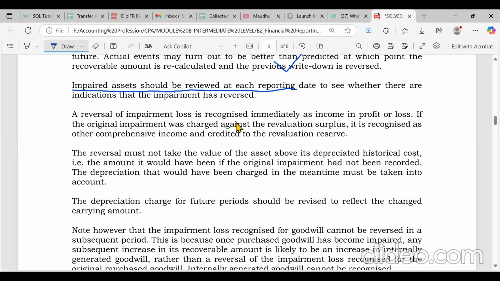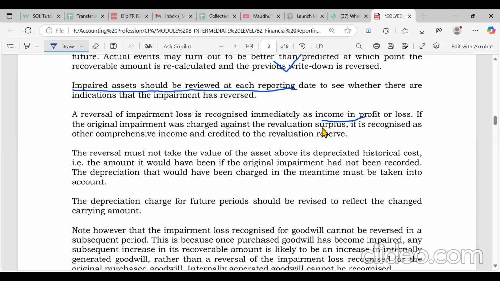Initially, the impairment loss went as an expense in the income statement, right? And if you do reverse the impairment, that means it will go as income, because it is going to be recognized immediately as income in the income statement. Now, if the original impairment was charged against the revaluation surplus, that's what I was telling you, right? Presume this happened.